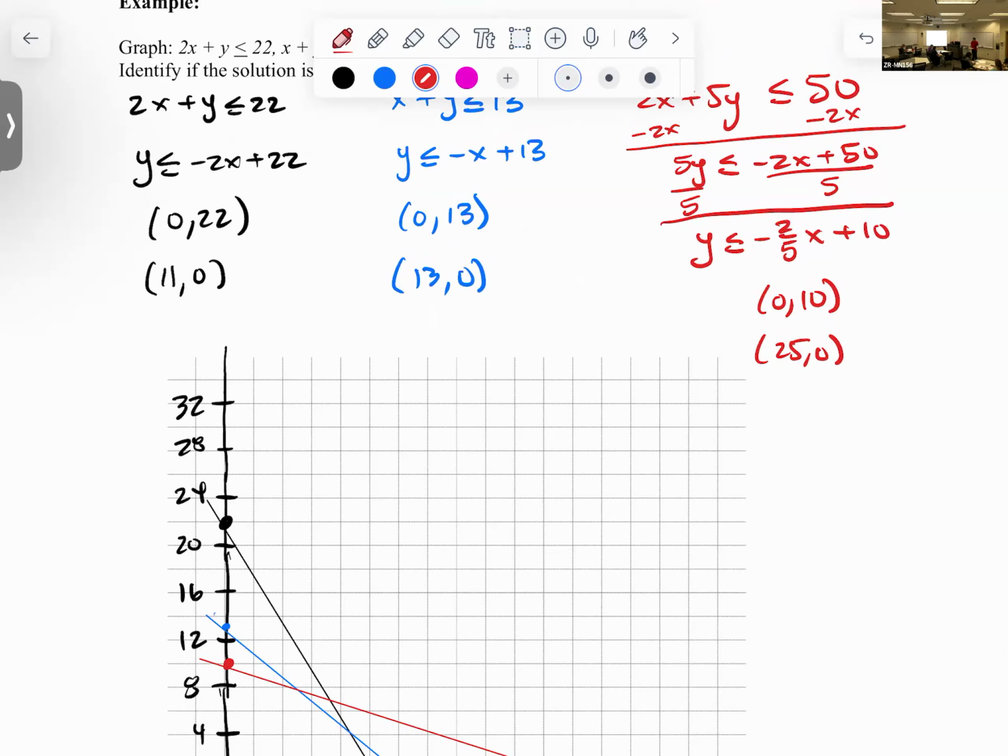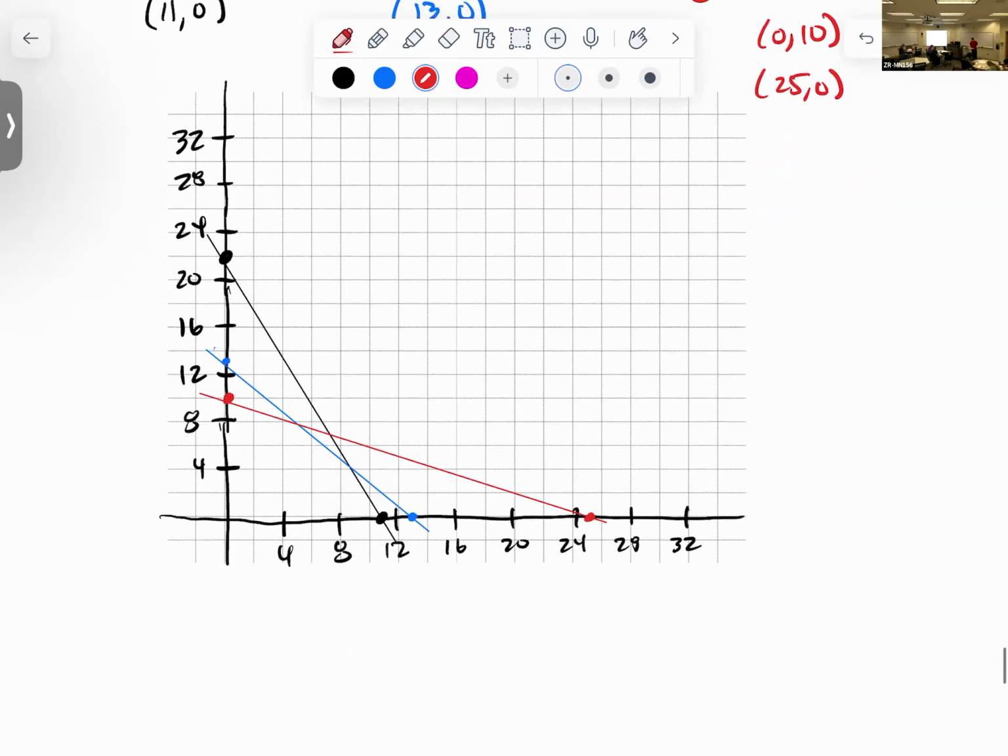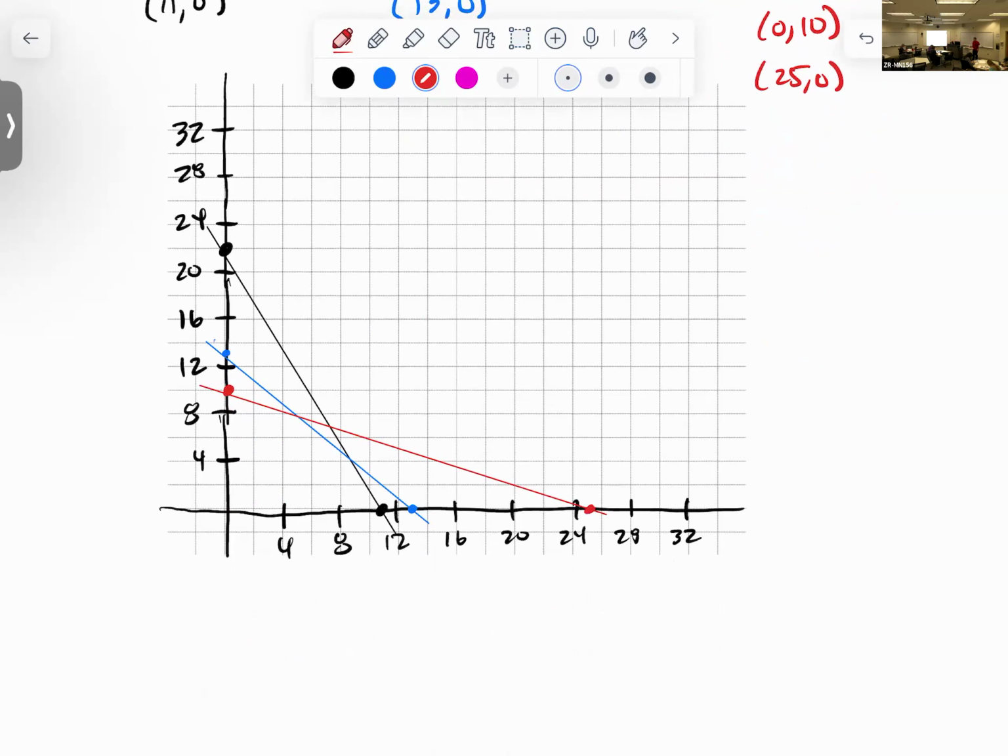Along those lines, where am I shading, above or below all the lines? Because they're all less than or equal to, shade below the black line, shade below the blue line, shade below the red line. So it's gonna be this. Right, so below means that the shaded region is this guy.